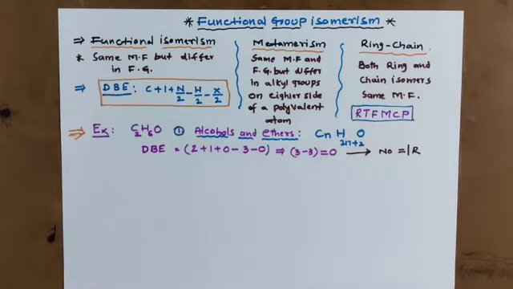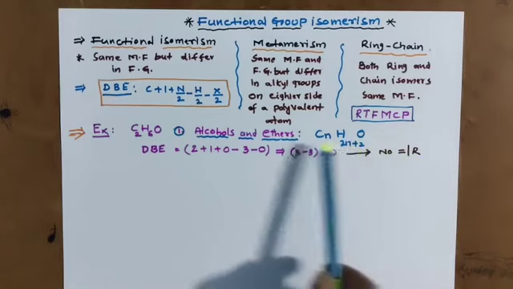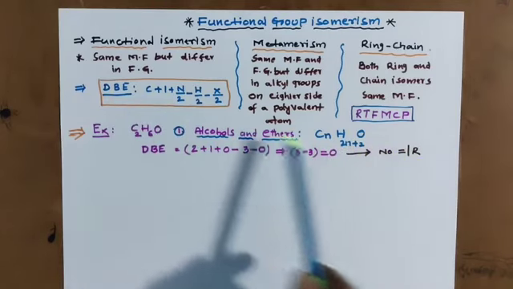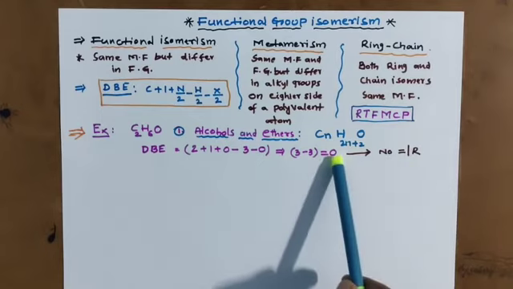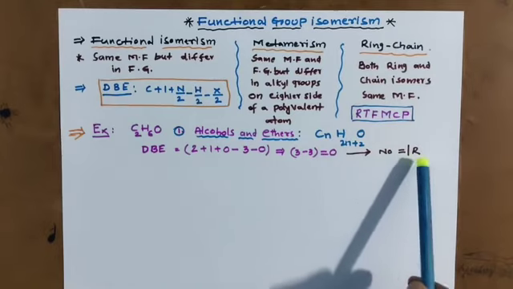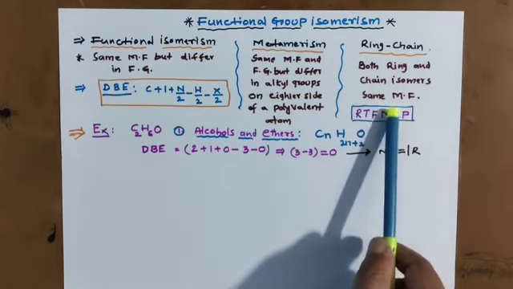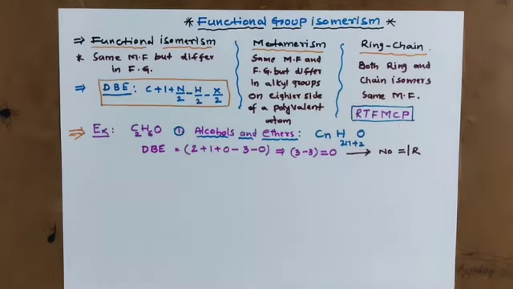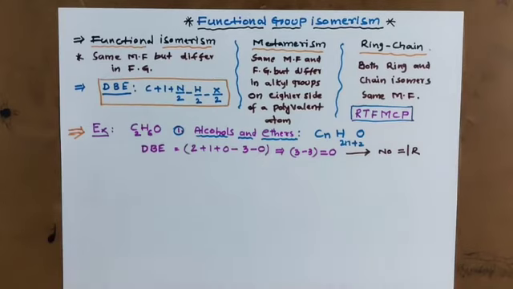If DBE is 0, it means in this compound there are no double bonds or rings. DBE is equal to the number of unsaturated bonds plus rings. What is the concept of DBE? DBE is equal to the number of pi bonds and rings. DBE 0 means pi bonds are not there, unsaturated bonds are not there, and rings are also not there. So there is no chance for ring chain isomerism, and double bonds are not there. Let us discuss what this compound can exhibit. This compound exhibits alcohols and ethers.